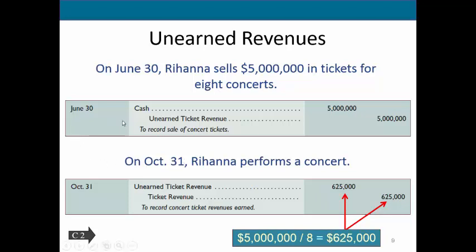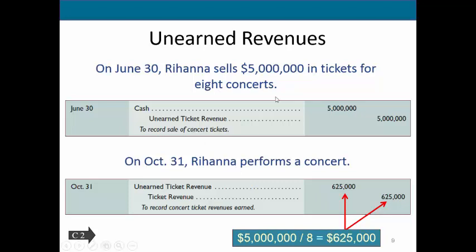So, on June 30th, when these tickets were originally sold, the performing artist gets the cash of $5 million. However, they have not yet had a concert. So this is a liability until they have earned that money. Again, we increase a liability with a credit, and we call this unearned revenue, and in this case it's unearned ticket revenue. Then you can see we had 8 concerts.